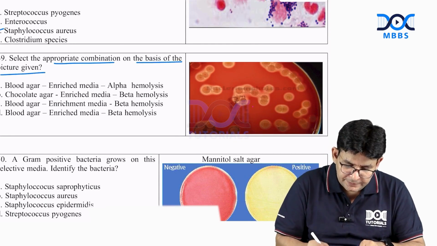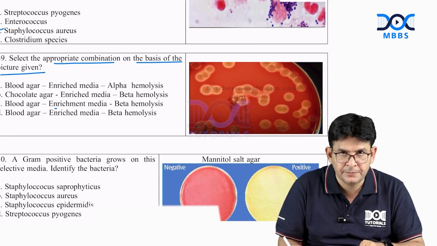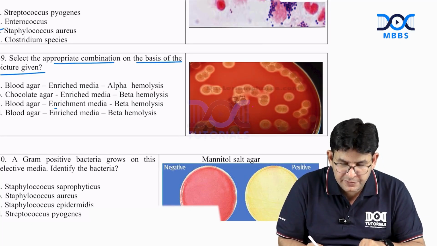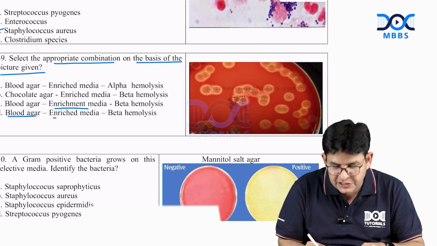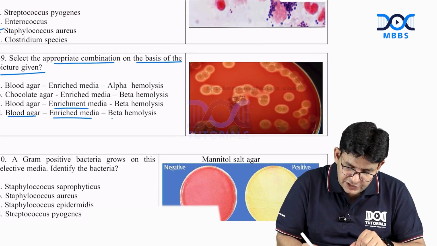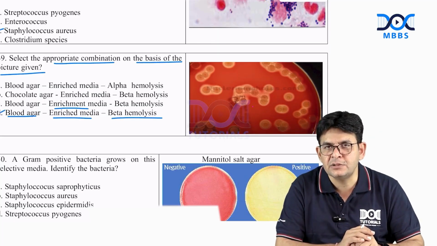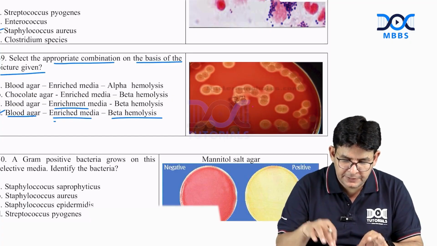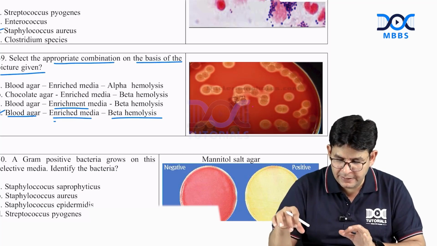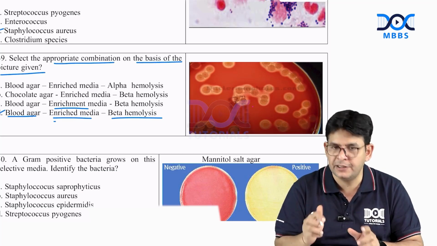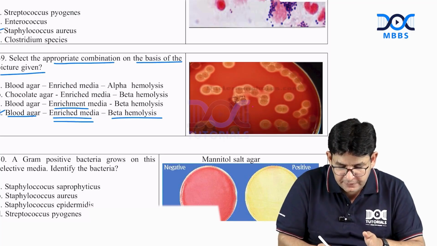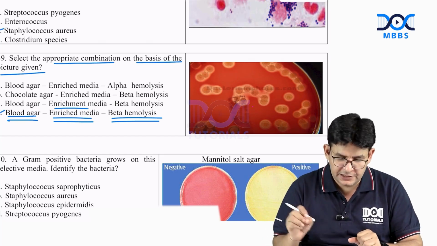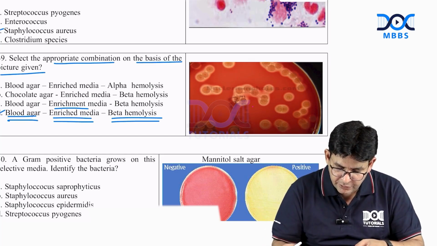This is blood agar, enriched media, alpha hemolysis seen? No. Chocolate agar, enriched media, beta hemolysis? No. Blood agar, enrichment is liquid? No. Blood agar, enriched media, and this is which hemolysis? Beta hemolysis. The answer is like that. By giving this picture, they can ask about the appropriate media, appropriate hemolysis, and which type of media. So it's a solid media, enriched media, blood agar, and it shows beta hemolysis. Is it fine? So this also is important.